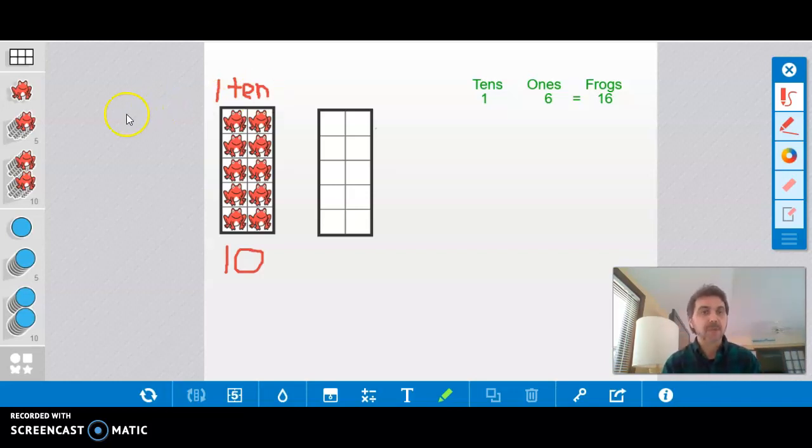Okay, so here we go. Let's grab some more frogs. So here's another red frog, so that's 11. Here's another red frog, that's 12. And now we have 13. Okay, so we have 3 leftover ones here. So we know that 10 plus 3 equals 13. Or we could say 1 10, one group of 10, 1 10 frame. Right, here's 1 10 frame.